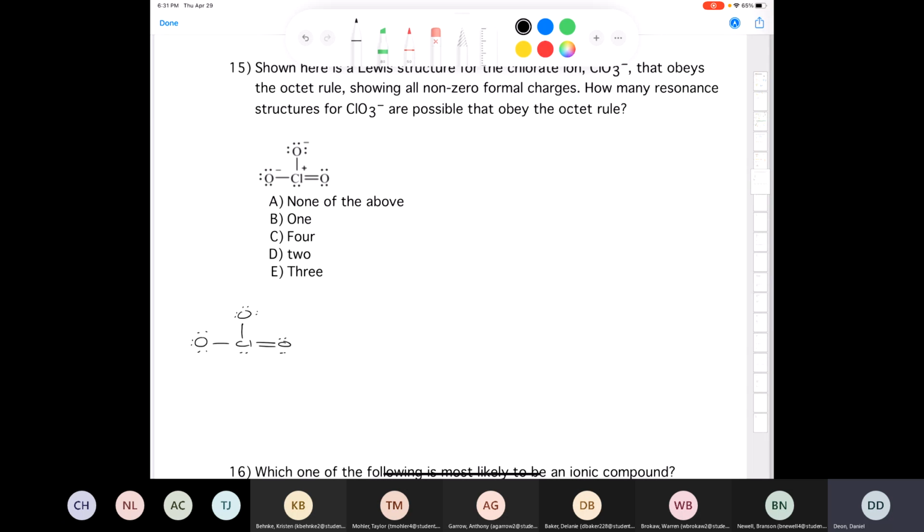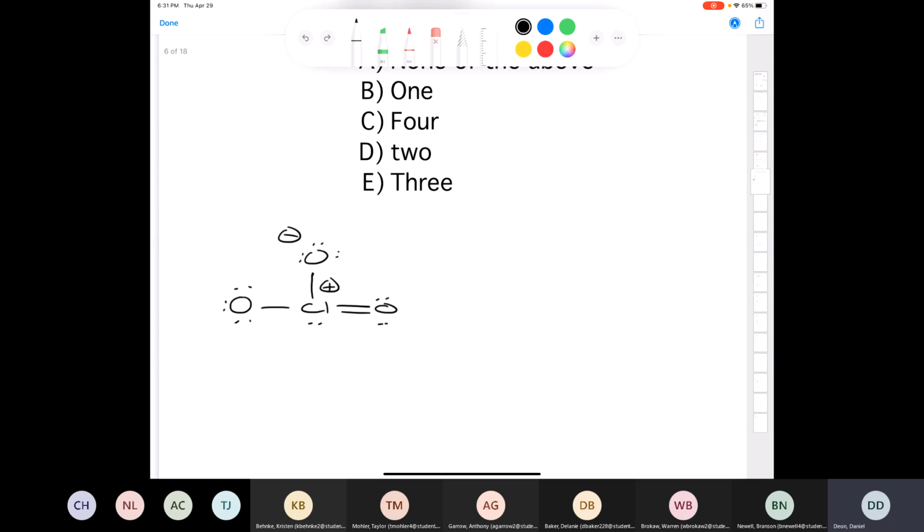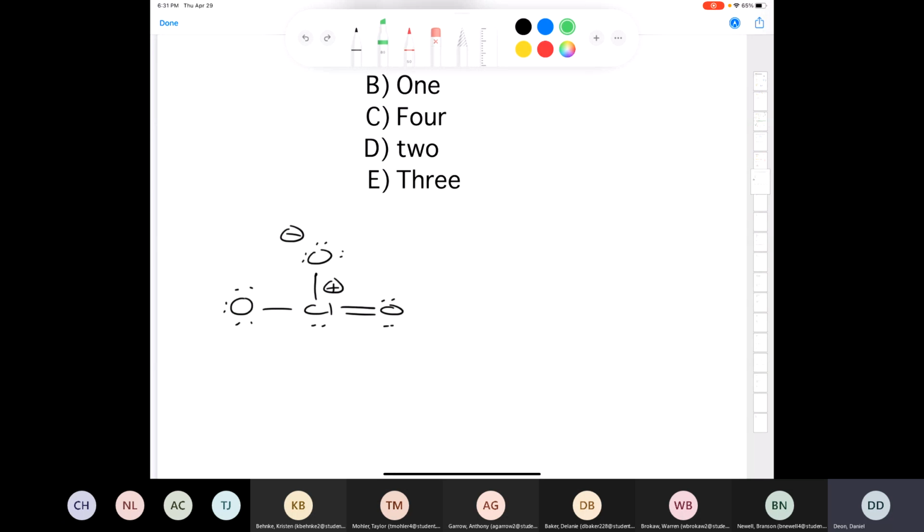And remember, a resonance structure, this is not a perfect representation of the chlorate ion, is it? We know that the double bond doesn't reside just between this chlorine and this oxygen. We know that each one of the bonds here has some partial double bond character, right? Some of the time it can be on this vertical chlorine-oxygen bond, the way I have it drawn.